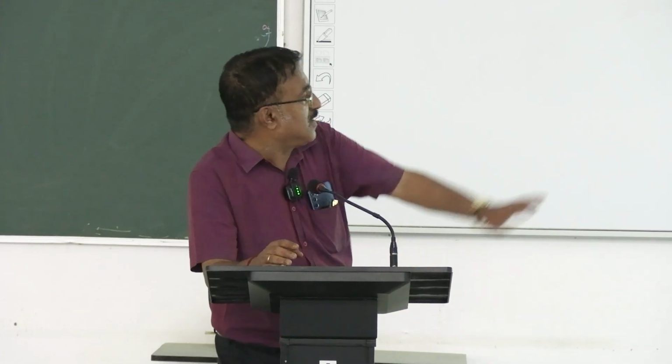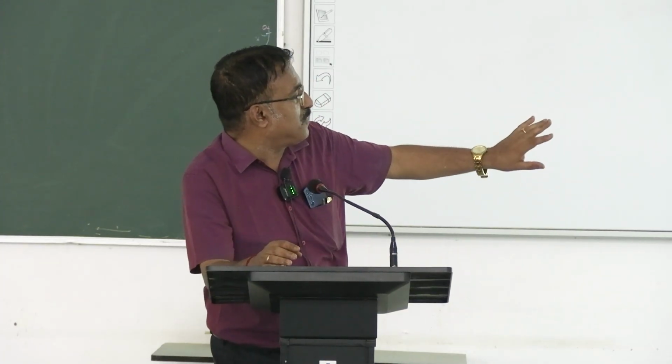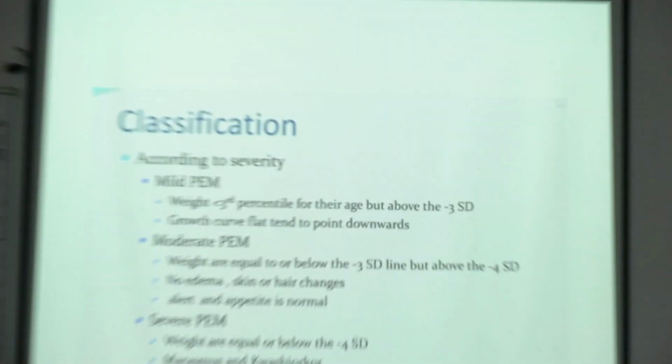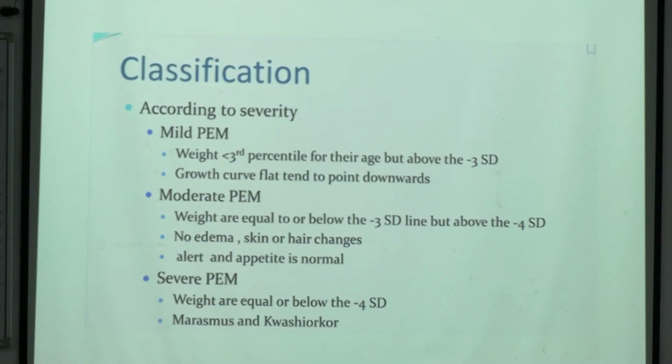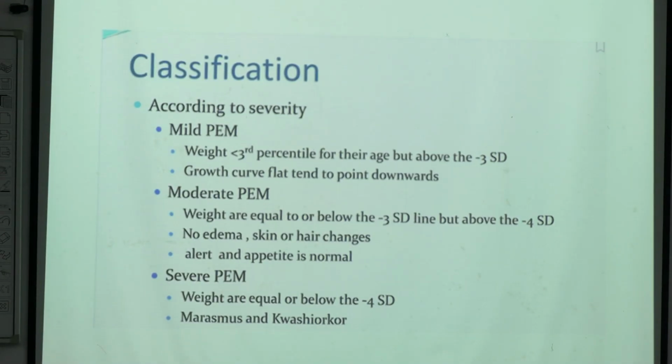So the first one is mild PEM, the weight is below the third percentile, but above 3 standard deviations. The growth chart is flat, it tends to go downwards. Then you have the moderate one, which is below 3 standard deviations but within the 4th standard deviation. Here there is no edema or skin changes, the child is alert and appetite is normal. Severe ones, you have Marasmus and Kwashiorkor, weight is equal to or below the 4 standard deviations.